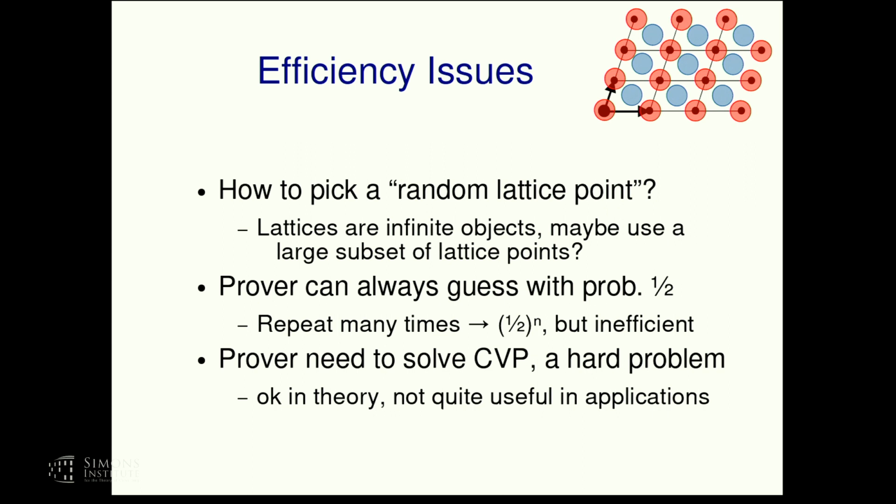And the last one is that the prover in this proof system needs to figure out if the target comes from the red or blue circle, if it's close to the lattice or close to the target. But that's exactly CVP, the closest vector problem, a problem which we believe is hard. So it's something that requires a lot of effort to solve. So I'll go over these 3 points in sequence and show how to address them.